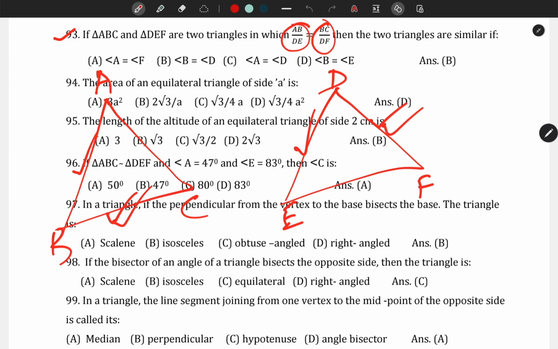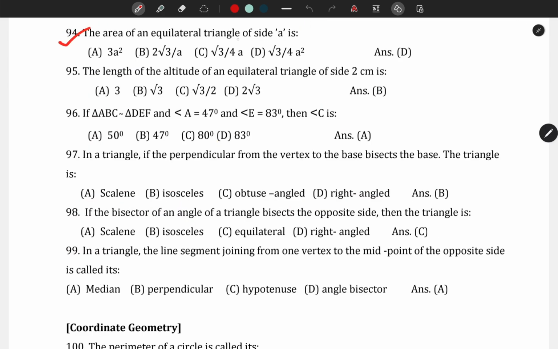So let's mark DF. If you take AB and BC, the included angle here is angle B. That means the angle containing these two sides AB and BC is angle B, and the included angle of the sides DE and DF is angle D. In order that these two triangles are similar by SAS, this included angle should be equal, that is angle B and angle D should be equal. So the correct option is B.